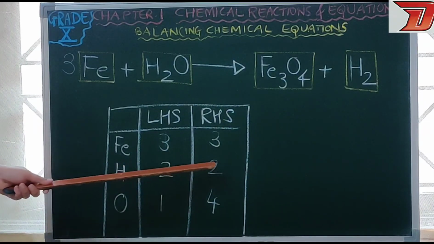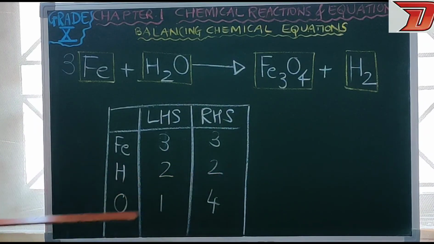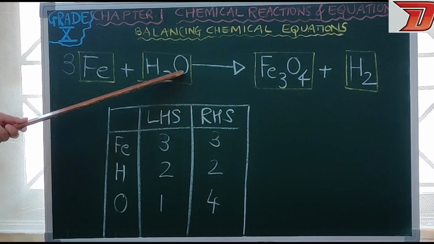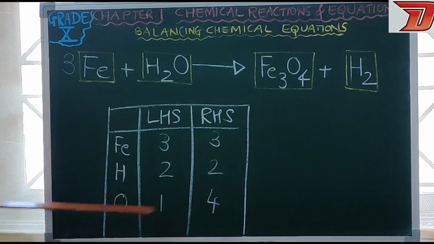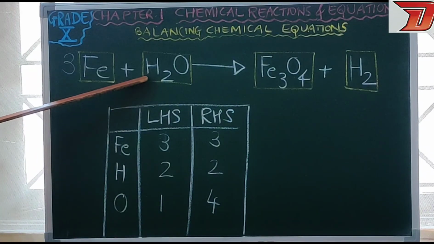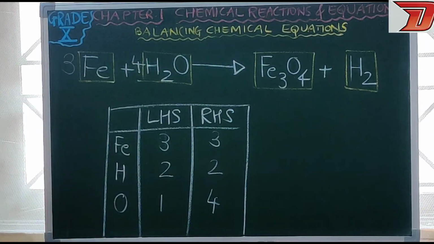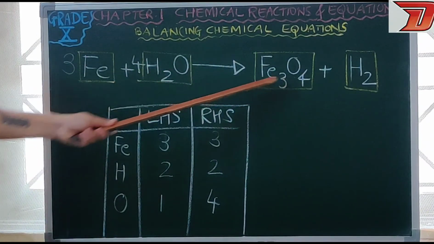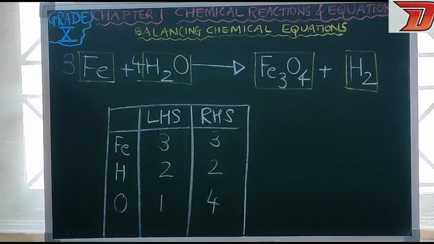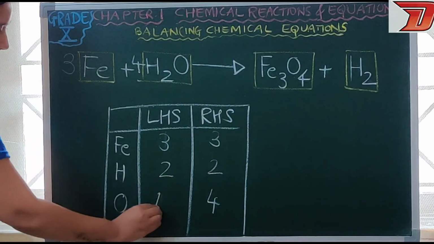Hydrogen is already balanced, so we are not going to touch it. Now let us start with oxygen. Here only 1 oxygen is there. Here 4 oxygen atoms are there. So what do we have to do here? We have to do the correction here. Right? What can be done? We have to make it like this. Let us try this way. 4H2O. So on both sides oxygen is balanced. So I will do the correction here.